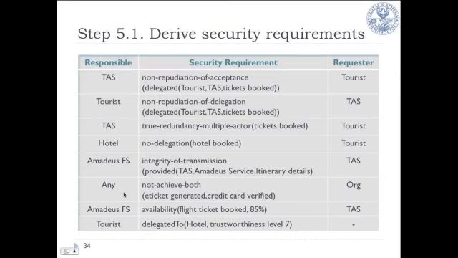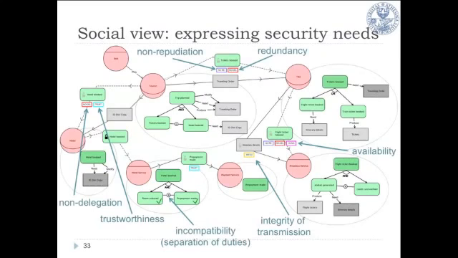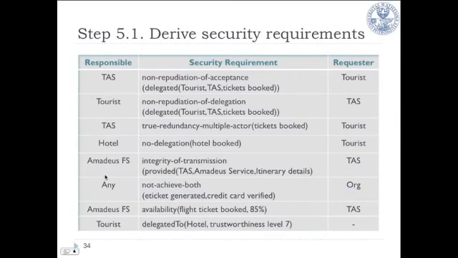The particular ones are the normative constraints, so separation of duty or combination of duty, which specify, for instance, when expressed between goals, as in this case, e-ticket generated, credit card verified. We have separation of duty expressed between these two goals. It requires that any agent operating in the system does not achieve both e-ticket generated and credit card verified. And the requester we consider here to be the organization, since this is something demanded by the rules of the organization or the system that we are building.